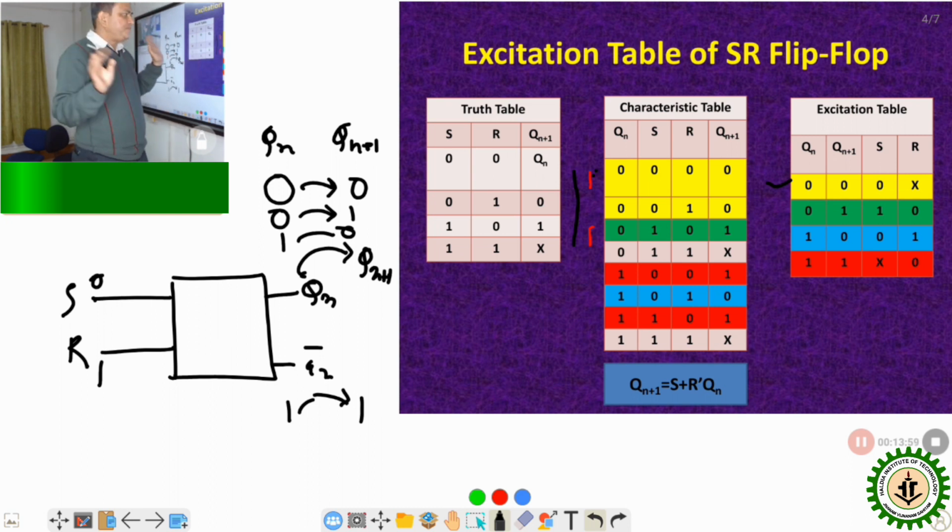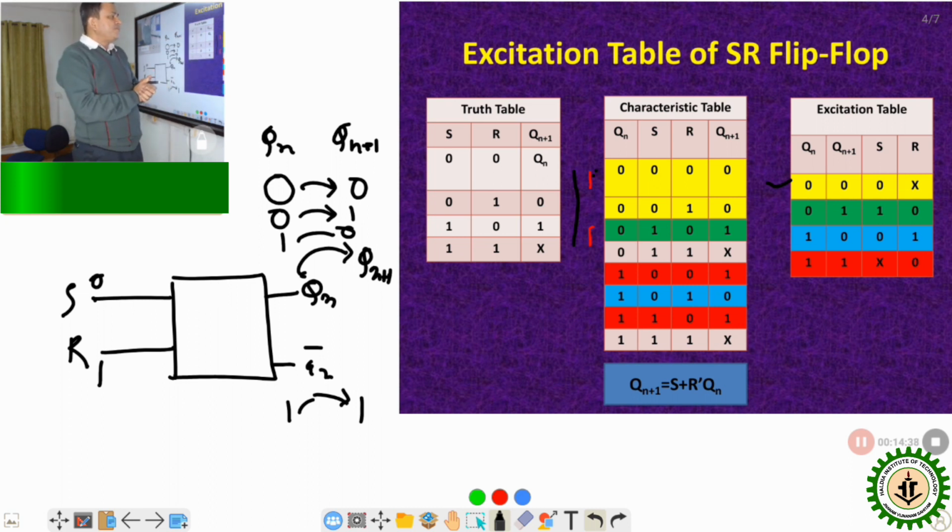Now the third combination, the transition from present state to next state, is 1 to 0. Let us find out where 1 is transforming to 0. That is, 1 is our present state and 0 will be our next state. So this is the row, where present state is 1, next state is 0. Is there any other row where present state is 1 and next state is 0? The answer is no. So what is the combination of S and R? S is 0, R is 1. The third combination is done.